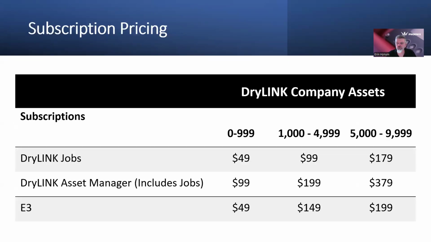Here's our subscription charges, just so you know. DryLink Asset Manager, which includes DryLink Jobs, depends on how many assets you have in the system. If you have 0 to 999, it's $99 a month. And like I said, if you decide to use remote monitoring in the future, DryLink Jobs is included in that price.